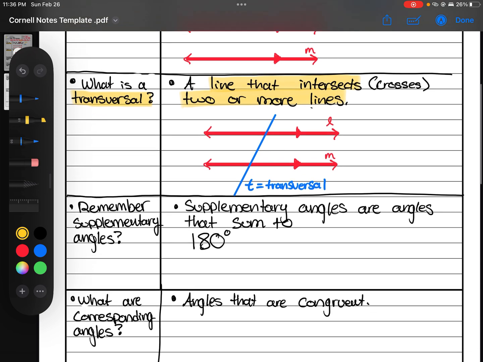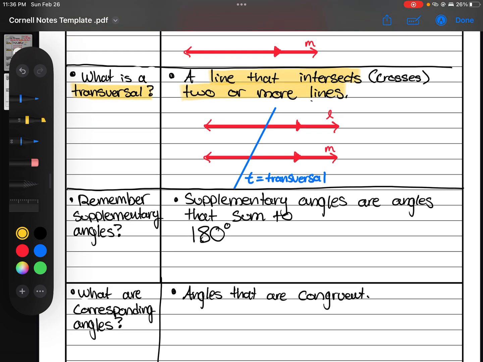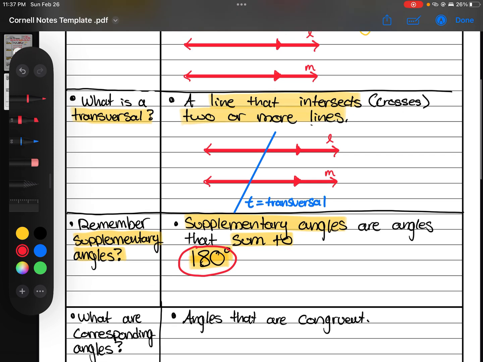Okay? So remember supplementary angles. We're moving on to the next term here. This is from last week, if you remember. Supplementary angles are angles that sum to be 180 degrees. So if you remember that, you'll be kosher with the assignment. Just supplementary angles are two angles that sum to be 180 degrees.